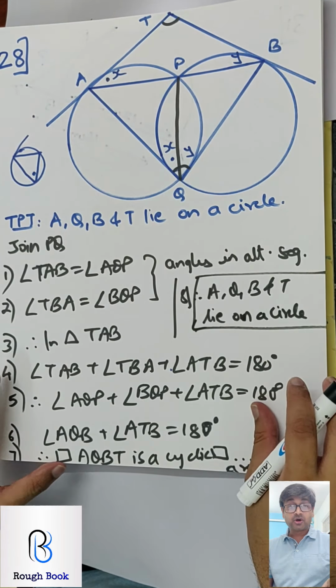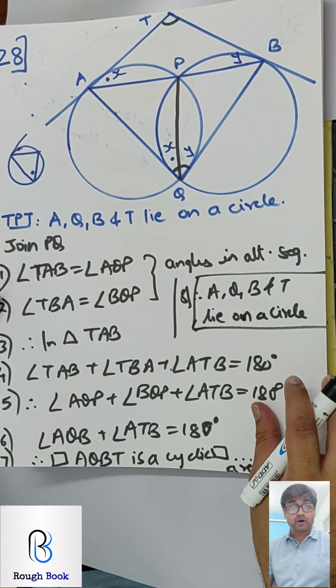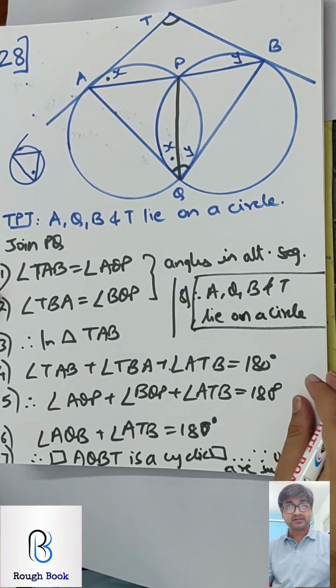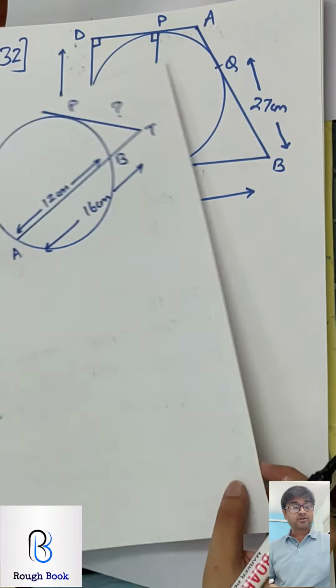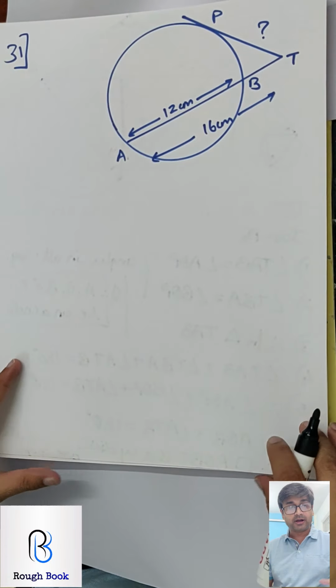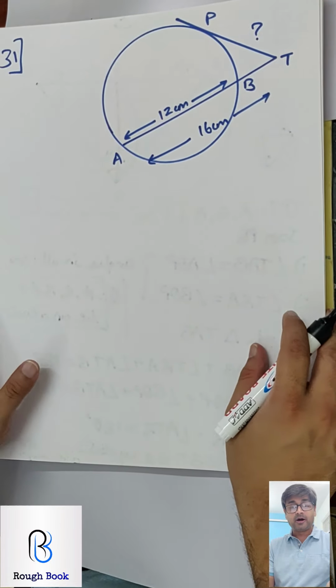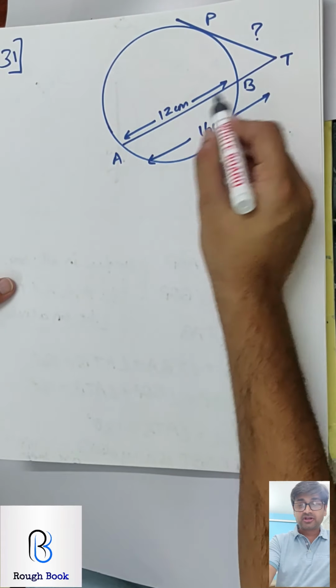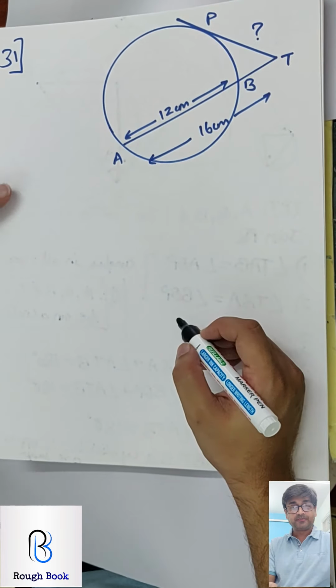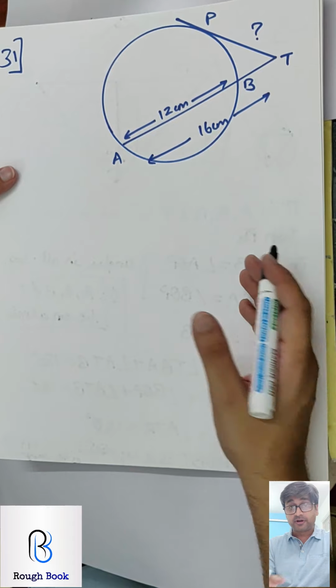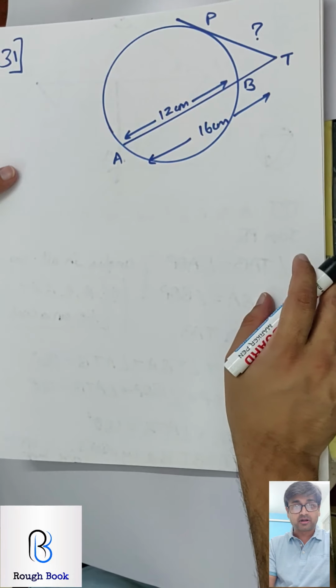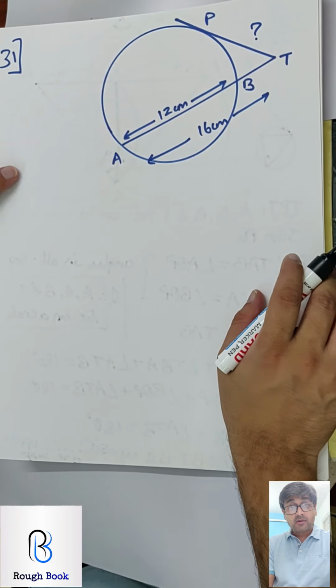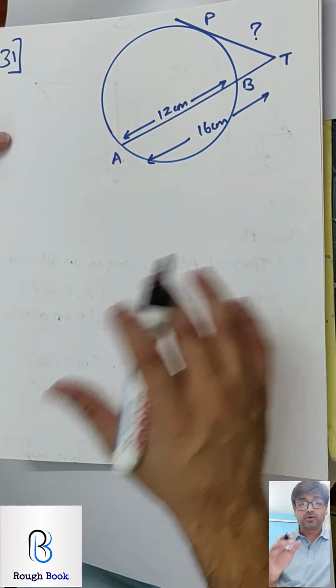Interesting, isn't it? So your trump statement or trump property, angles in alternate segments, very important. Let's go to the next one, sum number 31. 31 is simple. I am 100% sure you will manage. This is 12, 16, find TP. So obviously the tangent secant property, not in this year, it's in the board, that is 2020-21, but next year onwards it's there. So I want you to get this, please.